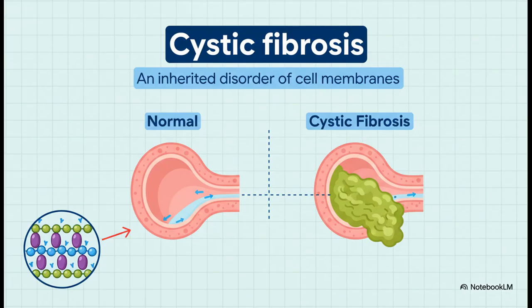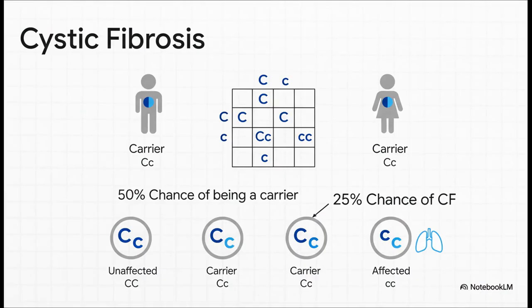Our second case study is very different. This time, we're looking at cystic fibrosis. This is a disorder that affects cell membranes, and it causes this thick, sticky mucus to build up, especially in the lungs and the digestive system. And here's the crucial contrast with polydactyly. Cystic fibrosis is caused by a recessive allele. So to have the disorder, you have to inherit two copies, one from your mom and one from your dad. People who have just one copy are called carriers. They don't have the disorder, but they can still pass that allele on to their children.